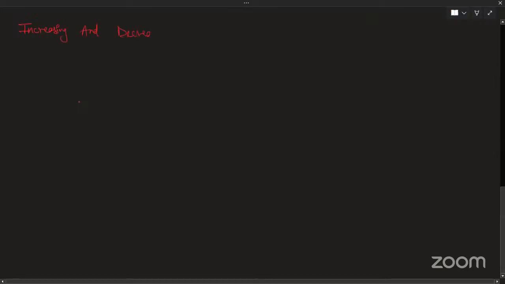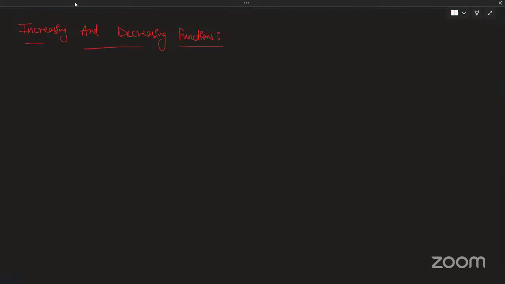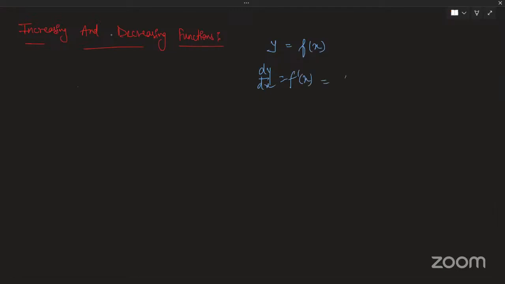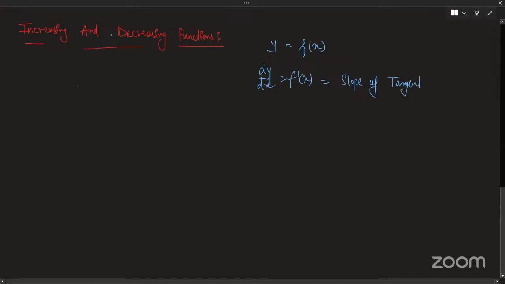differentiation, we'll be talking about increasing and decreasing functions. Even though we have discussed it earlier, I hope all of you remember, when we were doing the common syllabus to both JEE and NEET students. During that time, we had discussed increasing and decreasing functions. So for example, you have got a function y is equal to f of x. You differentiate it, you get f dash x. f dash x denotes slope of tangent, right? It denotes slope of tangent.